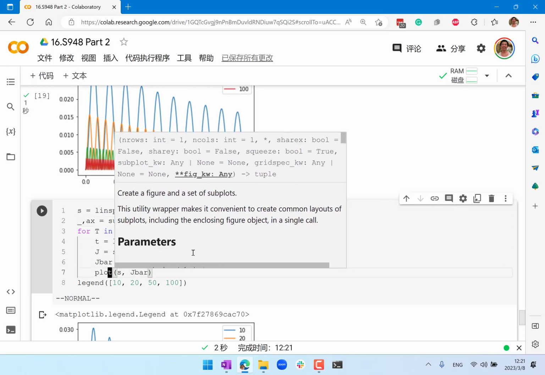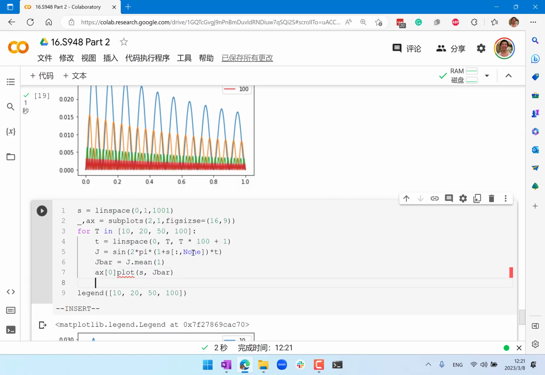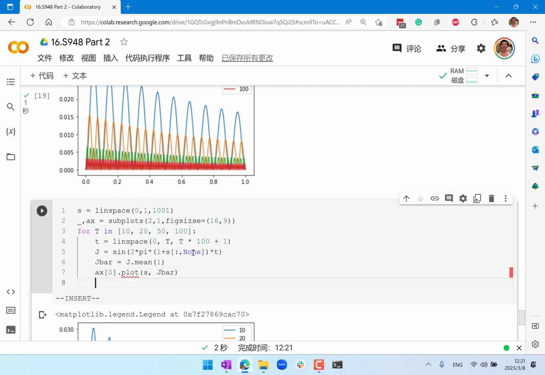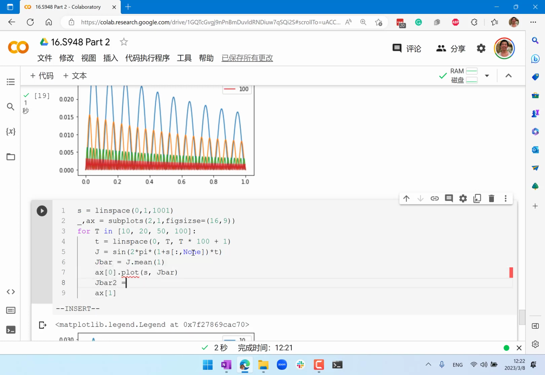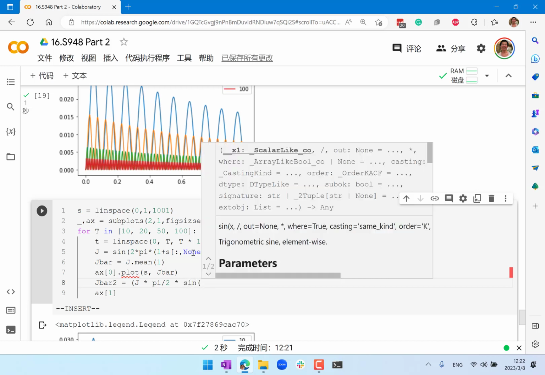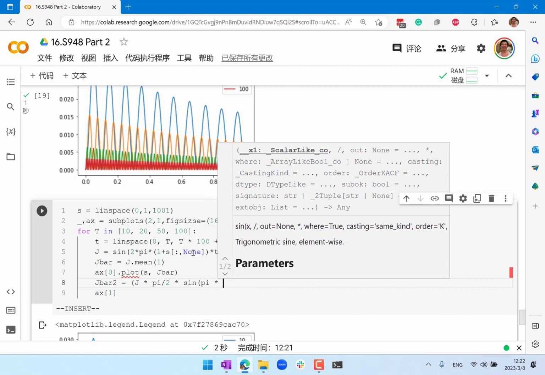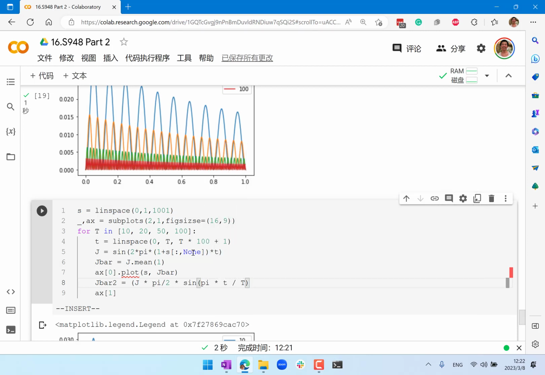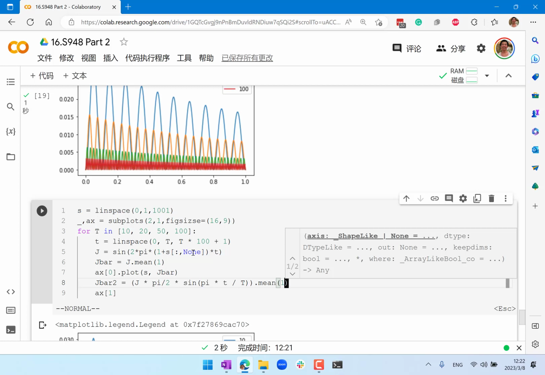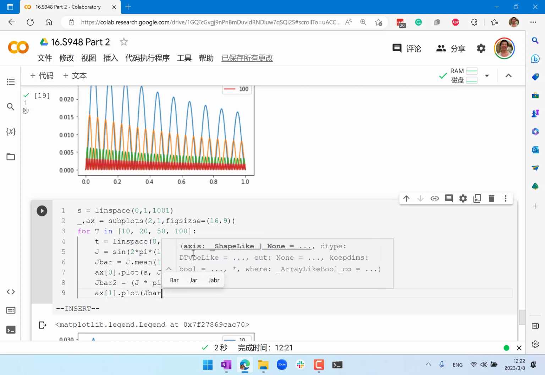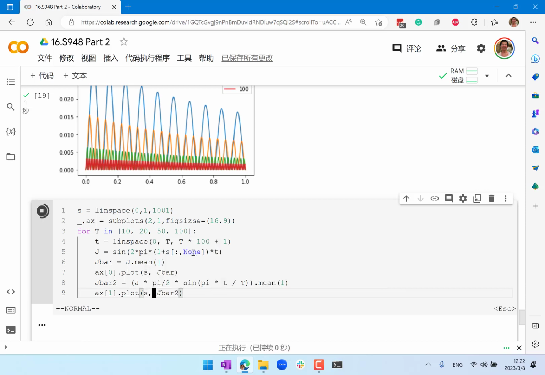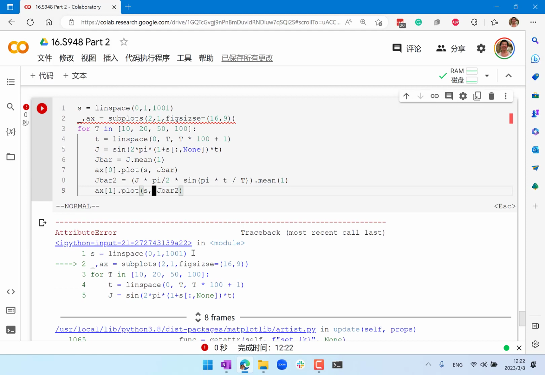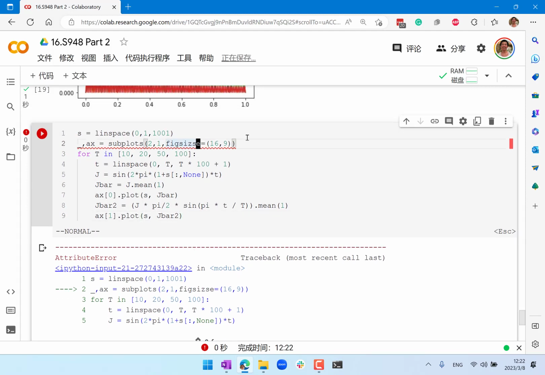Okay, so I'm plotting this first one. I'm going to make a second, j bar 2, equal to j times pi over 2 times sine of pi times t divided by big T, dot mean 1. All right. Actually, s and j bar 2. Our fixed size is not spelled correctly.